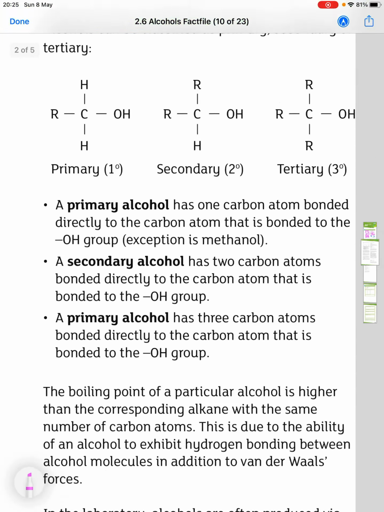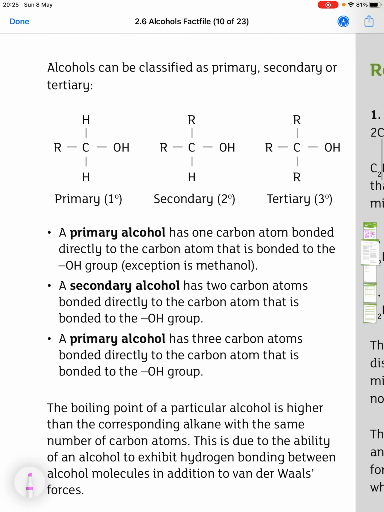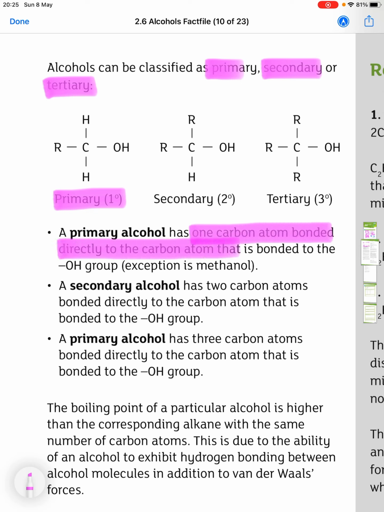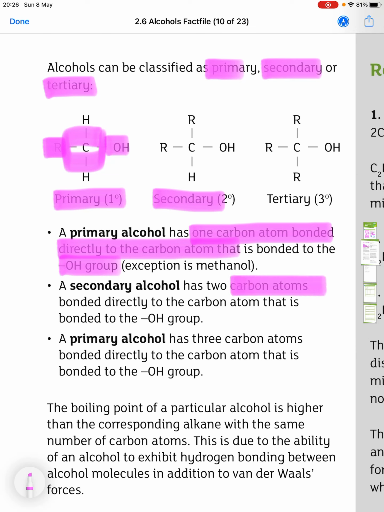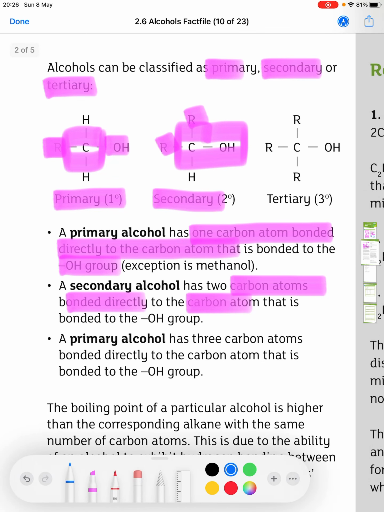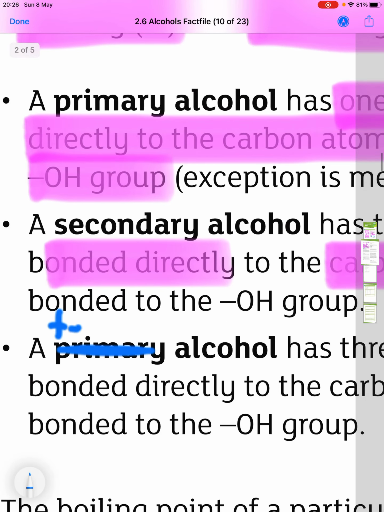So we've seen this idea before, that things can be primary, secondary or tertiary, and alcohols are the same. So with primary alcohols, there is one carbon atom bonded directly to the carbon atom that's bonded to the OH group. So you see here, this R group is an alkyl group, and it's on the carbon that has the OH directly attached to it. A secondary alcohol has 2 carbon atoms bonded directly to the carbon atom. Then we see here 2 R groups attached to this carbon with the OH on it. And then this is a typo here as well. It should say tertiary.